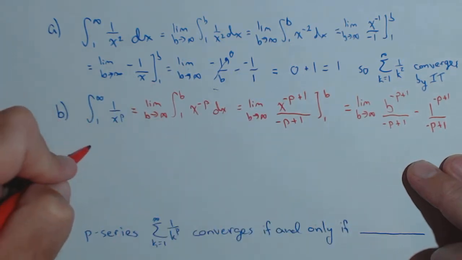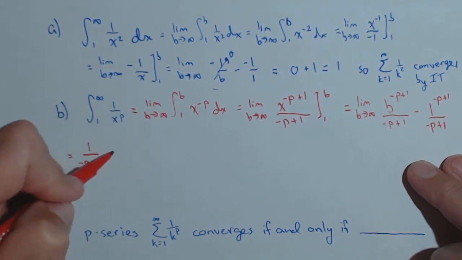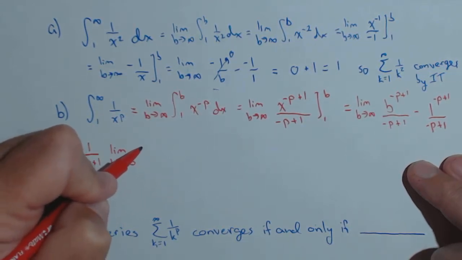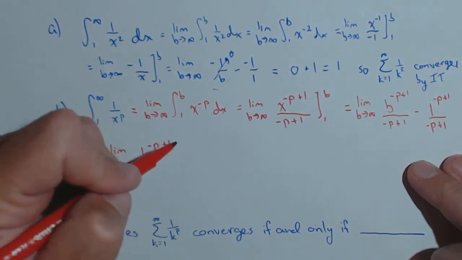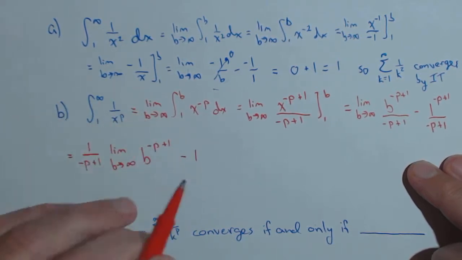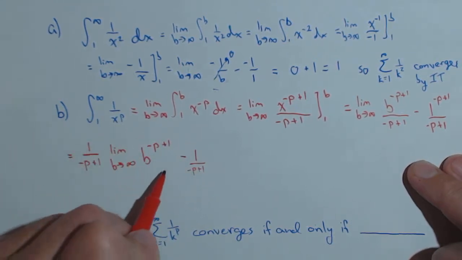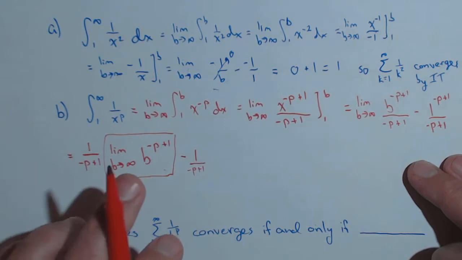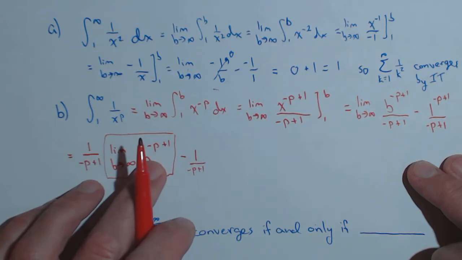So let's start to pull this together. I'm going to take that out front, 1 over negative p plus 1, and I've got the limit as b goes to infinity of b to the negative p plus 1, and like I said, at the end we'll have that minus 1 over negative p plus 1. This is the part we are concentrating on right here. That is what we need to know. If that part converges, the whole thing converges. If that part diverges, the whole thing diverges. And we have to decide when.